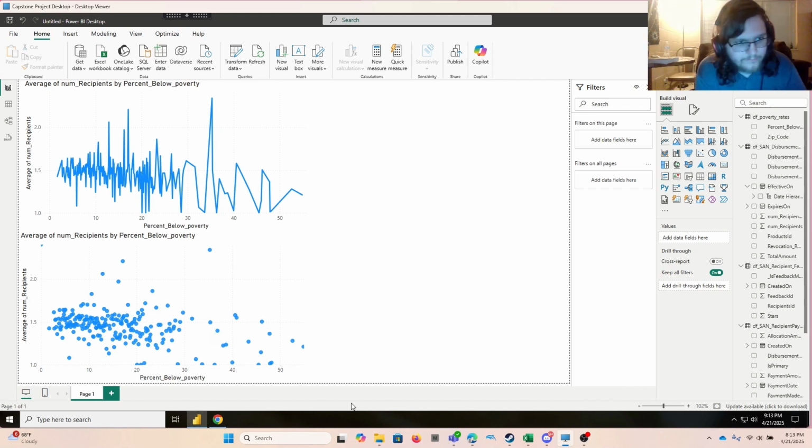You can also notice that the vast majority of apartments have about 1.5 people or below, and you can also see a general downward trend as the poverty rate goes up. Fewer people are living together in apartments. This is a very interesting insight because I figured it would actually be the other way around: that as poverty went up, more people would live in apartments together to help split the bill so that they could better afford it.